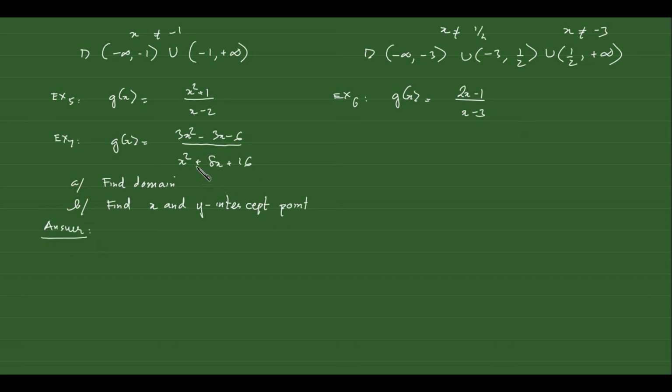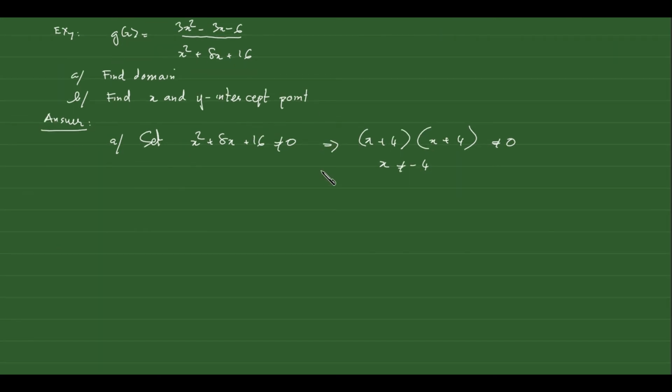In order to find the domain, you have to factor this one out. Let's see if it is factorable. Again, you have to set the denominator different from 0. Now let's go ahead and factor them out. x plus 4, right? So over here, x is different from negative 4. So negative 4 cannot be included in the domain. So the domain will be negative infinity to negative 4, union negative 4 to positive infinity. That's the domain.